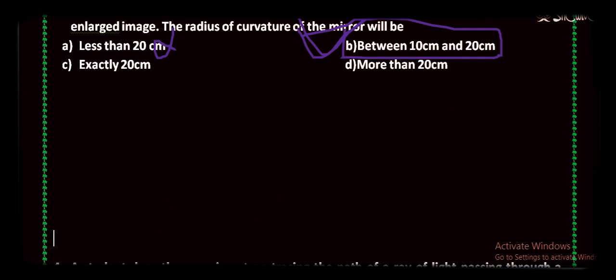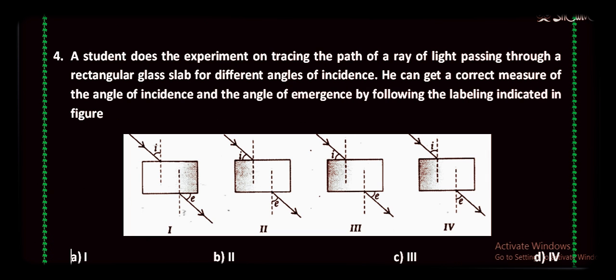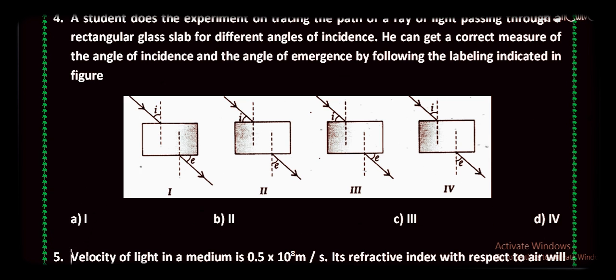Let's move to the fourth question. Now you can see the angle of incidence will be made with the normal. So this is the angle of incidence here, and this is the angle of emergence. The angle of emergence will be made with the normal, and the angle of incidence will also be made by the incident ray with the normal.